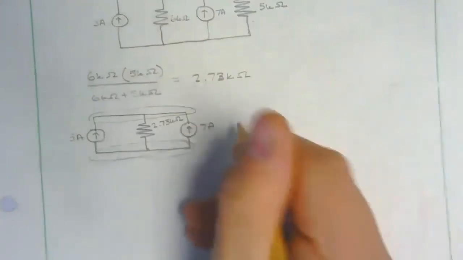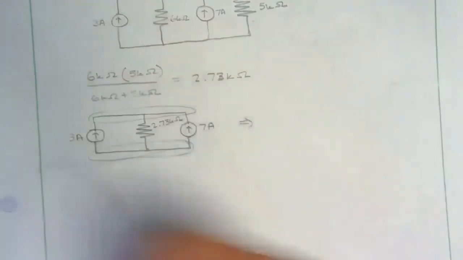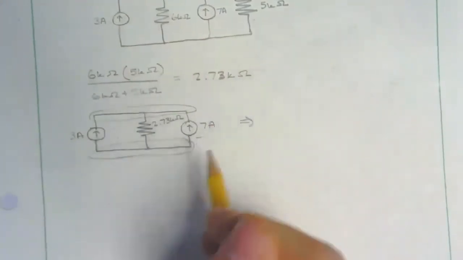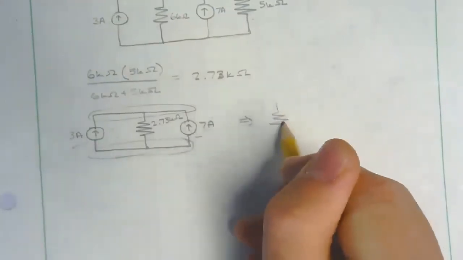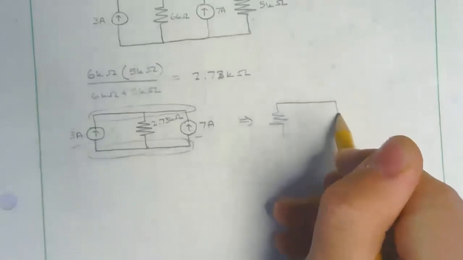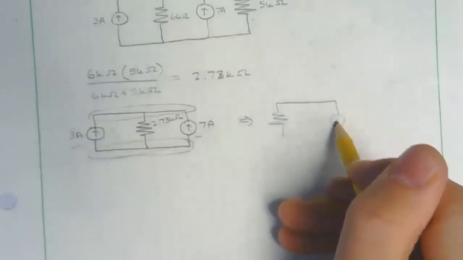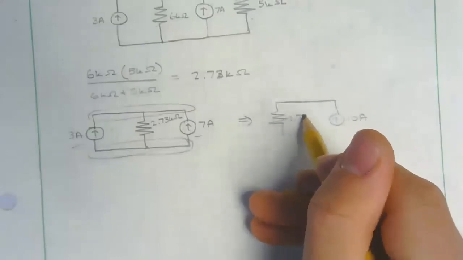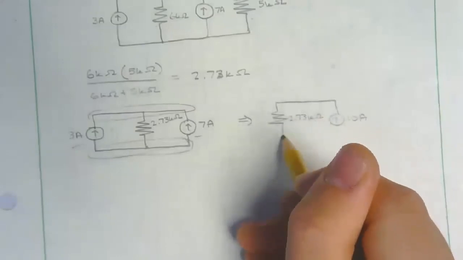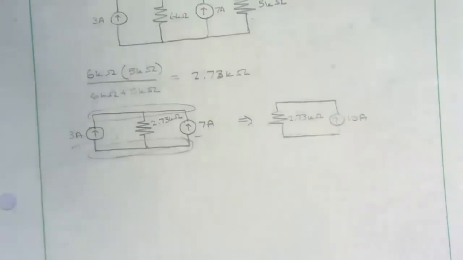So we can redraw this, and they're going to add. We could add them over here or over there. I'm going to keep it on the 7 side. So we'll have our resistor, our current source, 10 amps, and this is 2.73 kilo ohms. And that is our final circuit.